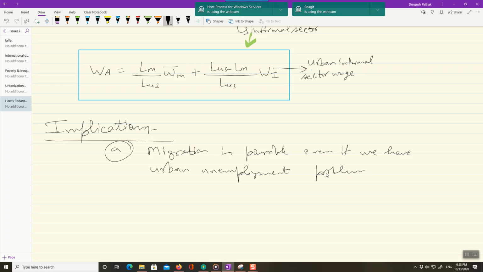Sorry, sometimes my handwriting becomes not even cursive, it becomes some kind of hieroglyphic. So just bear with me.